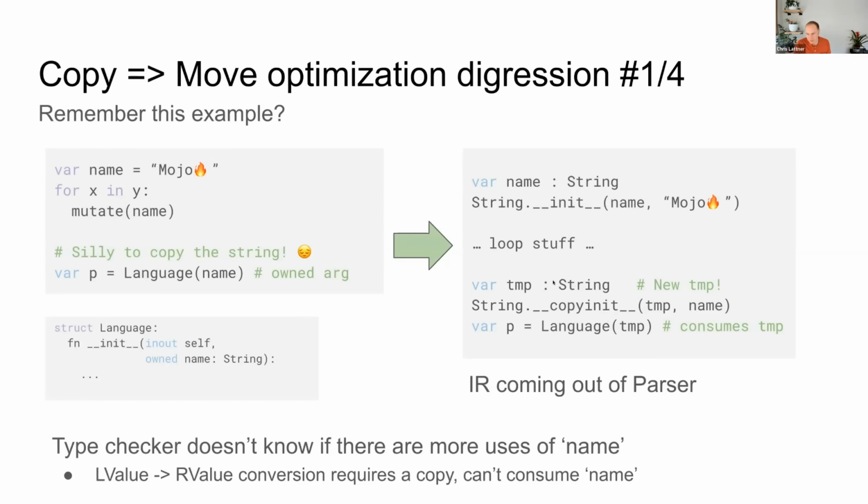This is what the type checker does when you do this sad thing. This is, again, how this LValue to RValue conversion that I was talking about works: it creates a temporary, it inserts a copy. This only works if it's copyable, right?